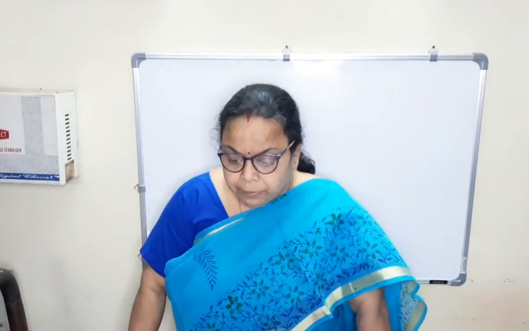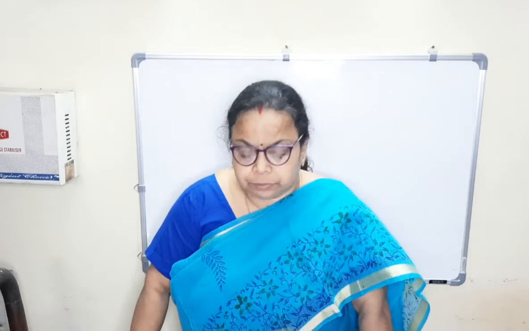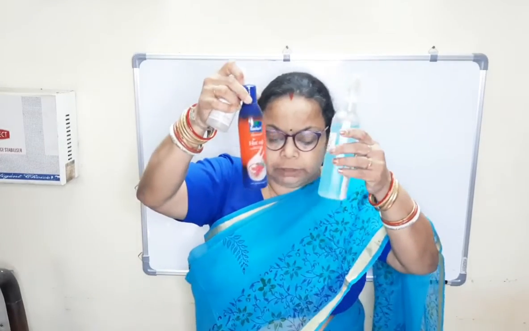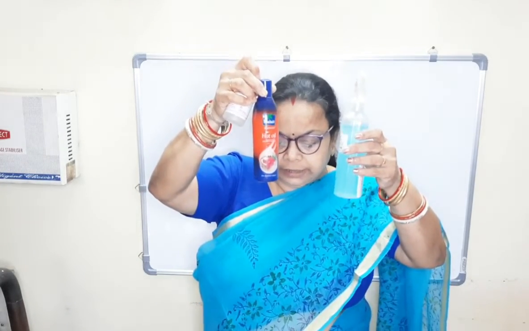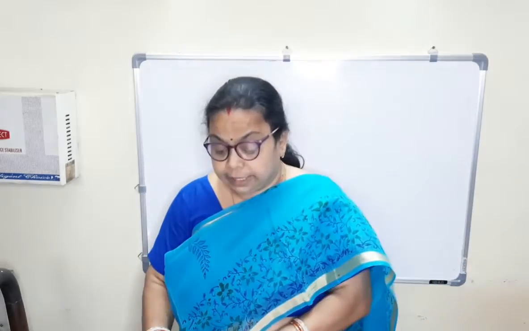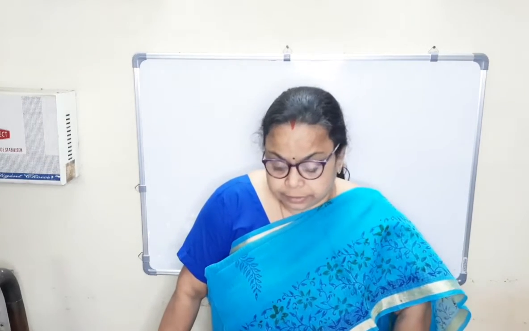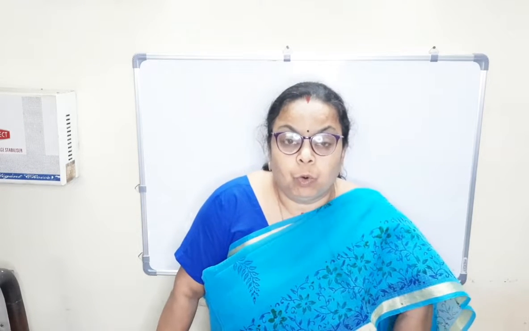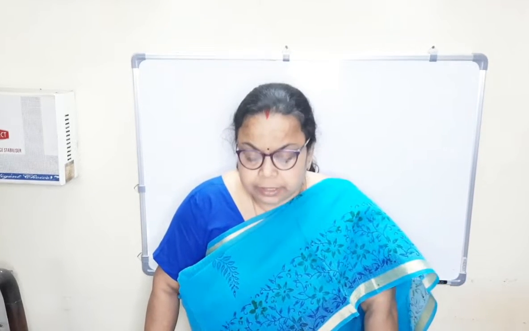Children, for measuring the capacity of a small container like this, what do we use? The smaller measure. Okay, children, it is called milliliter. 1 liter is equal to 1000 milliliter.